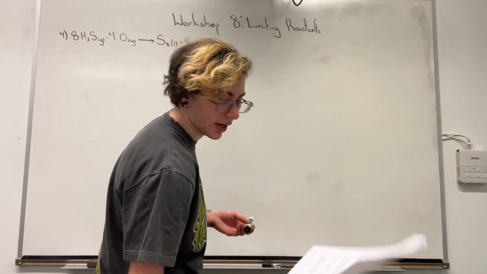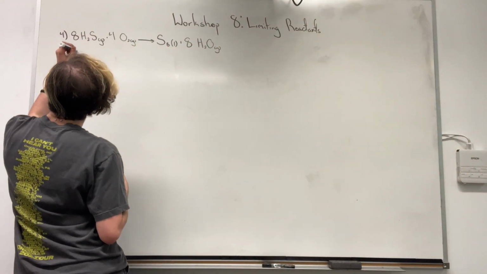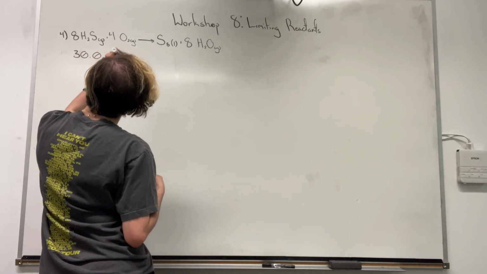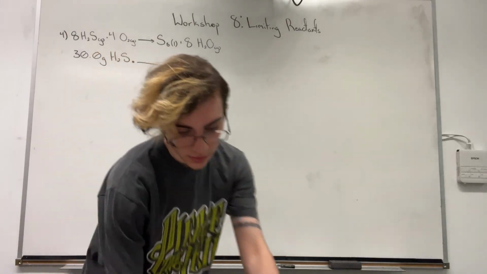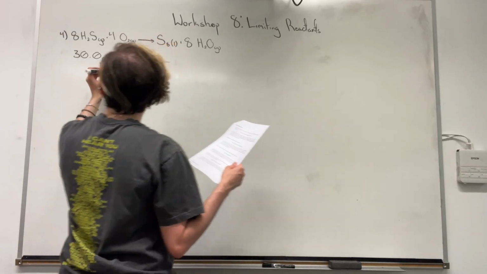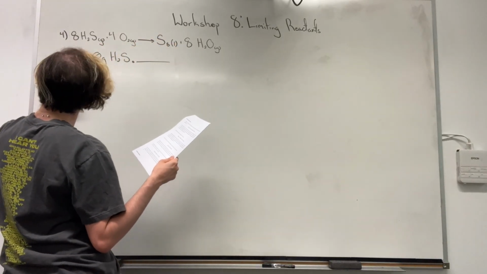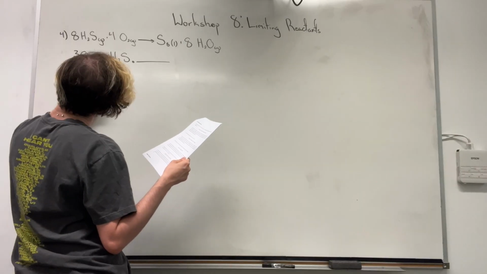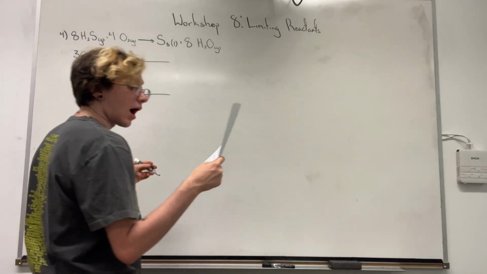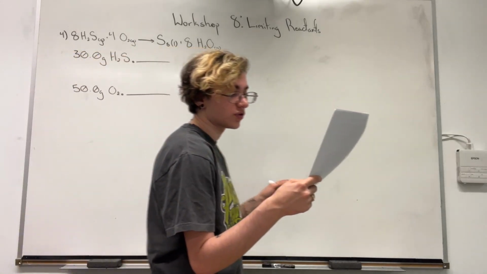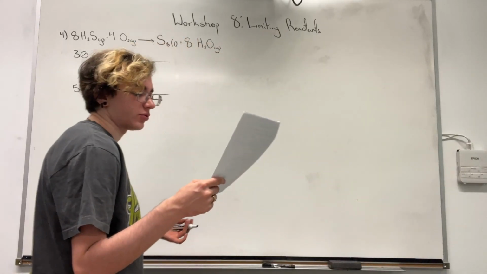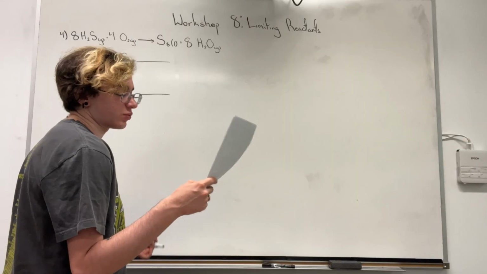If you start with 30 grams of hydrogen sulfide and 50 grams of oxygen, how many grams of sulfur will be produced assuming a 98% yield? And then label limiting reactant and excess reactant, find and label theoretical yield, determine how much excess reactant is left.